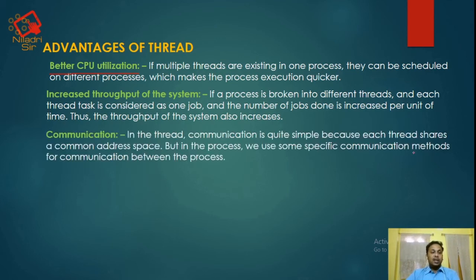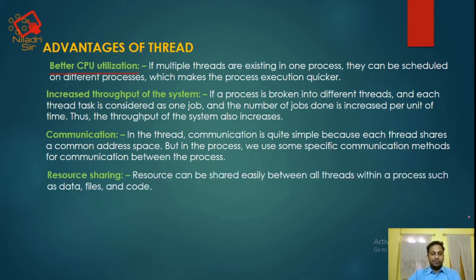The next point is communication, which is very important. In threads, communication is quite simple. Why? Because each thread shares a common address space. But in processes, we use some specific communication methods for communication between the processes.